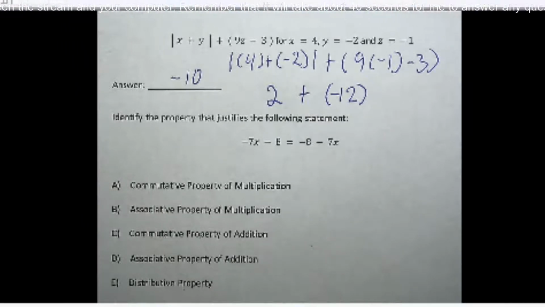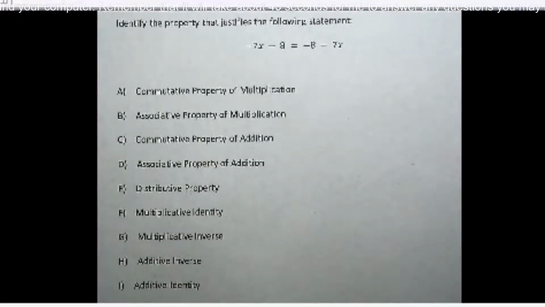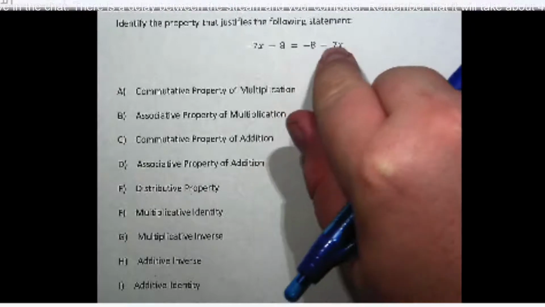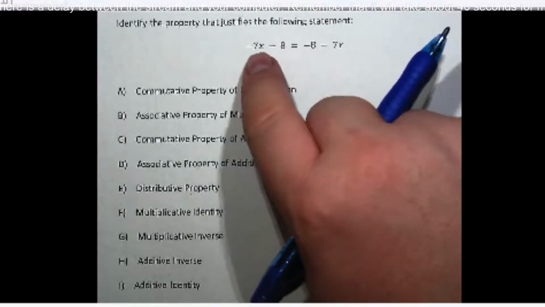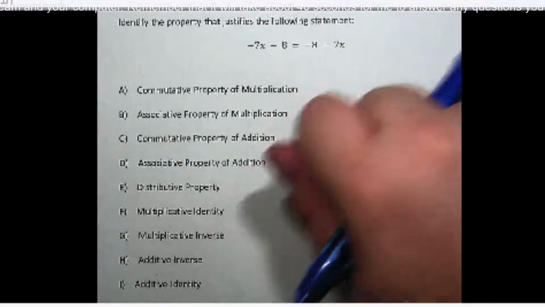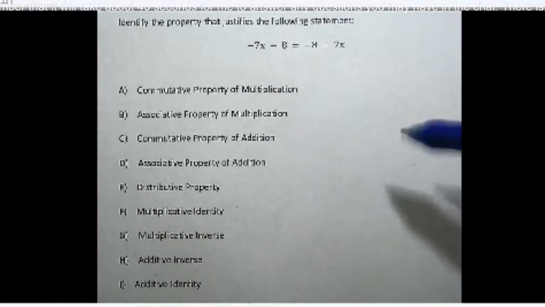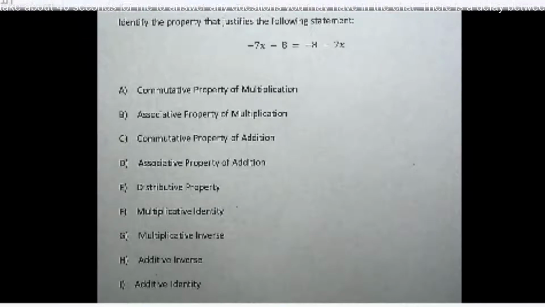Okay. Next, identify the property that justifies the following statement. This one was bonus. If you got it right, you got plus 5 points. I didn't mark it as a bonus because I wanted you to try it. Okay, so what we've got here in the statement is negative 7x minus 8 is the same thing as negative 8 minus 7x. So essentially all we've done is we've taken these two terms and flipped their order. Okay? So since we have moved the position of the terms, that is a commutative property of something.